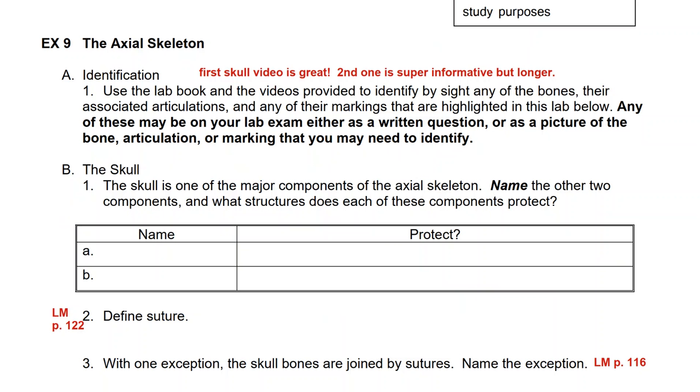So here we start at the axial skeleton. And so I've told you, use the first skull video, the 9-minute one with the colored skull, super informative. So you're going to tell about the axial skeleton. This question here is asking you, aside from the skull, what other things make up the axial skeleton? So don't just tell me parts of the skull.